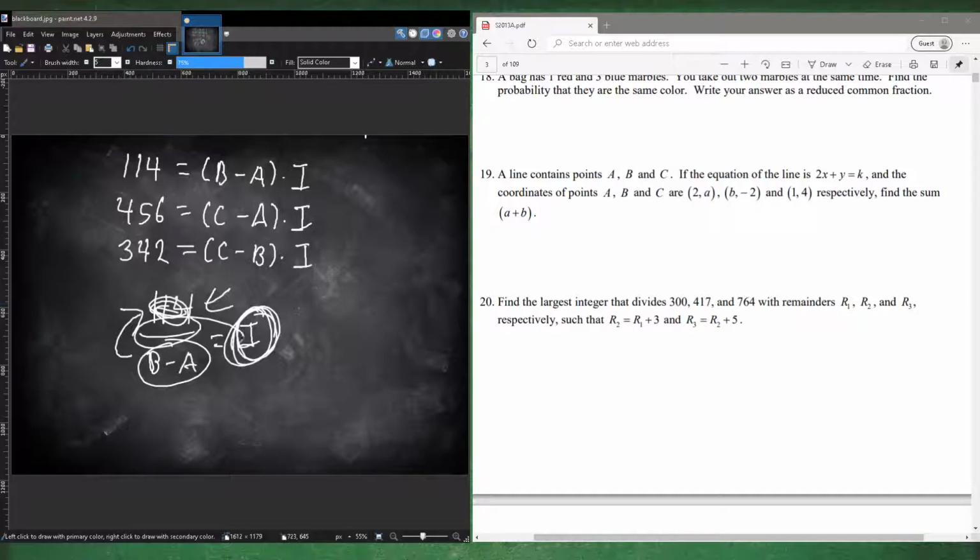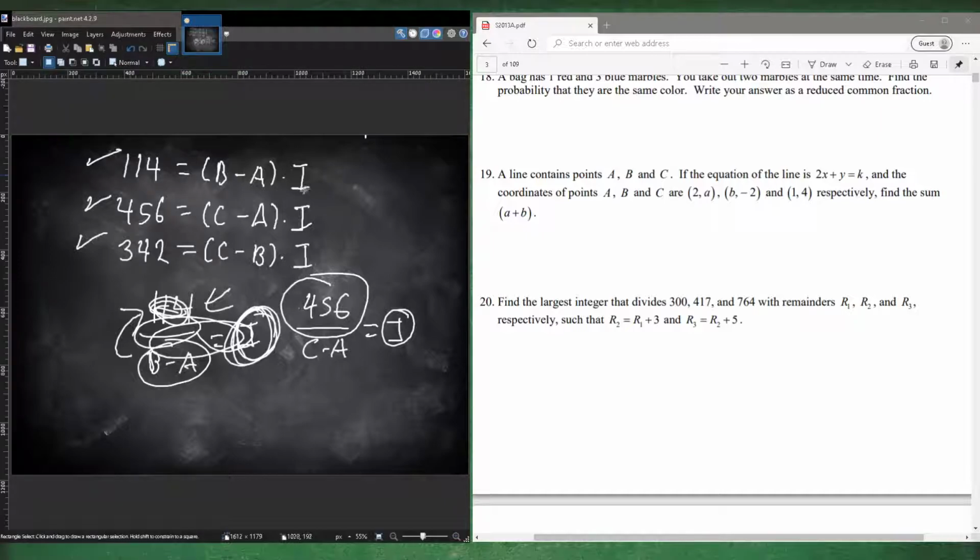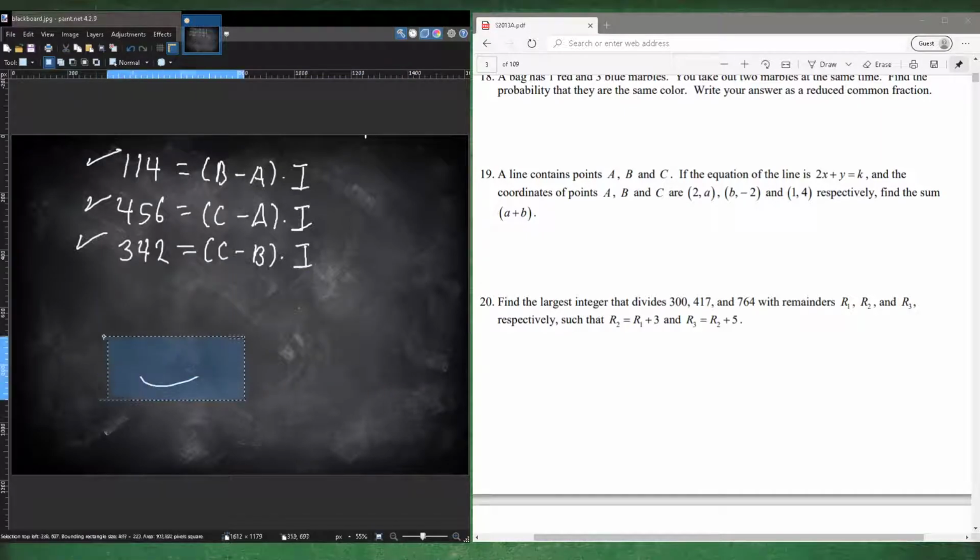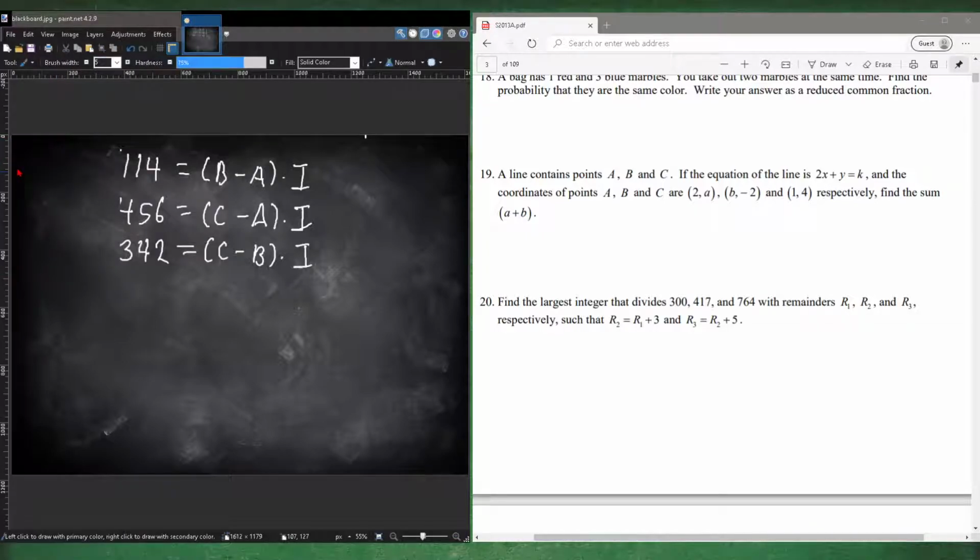With the second equation, we have 456 divided by C minus A equals I. I is now a factor of 456. So what we need to do is look for factors of this, this, and this. Any factors that are the same are going to give us the integers that could divide into the 3 numbers. So there's multiple, and that's why it has this equation. But we have to look for the largest. So we would just use our calculator to factor these numbers.